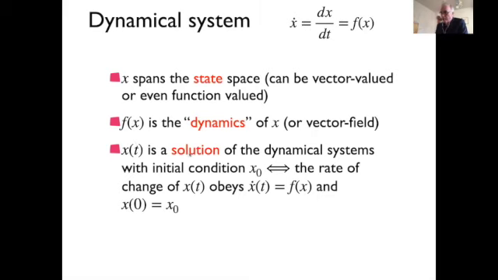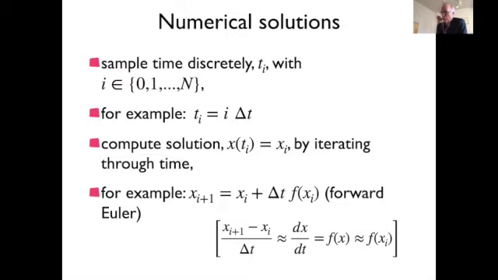And a solution is a function of time in terms of these variables, x, connected to an initial condition. And that means exactly that the rate of change of that time function obeys the equation and has as its initial state, at t equals 0 or t equals some other initial time, that initial condition. So I'll show you now how to approximate such things on the computer digitally.